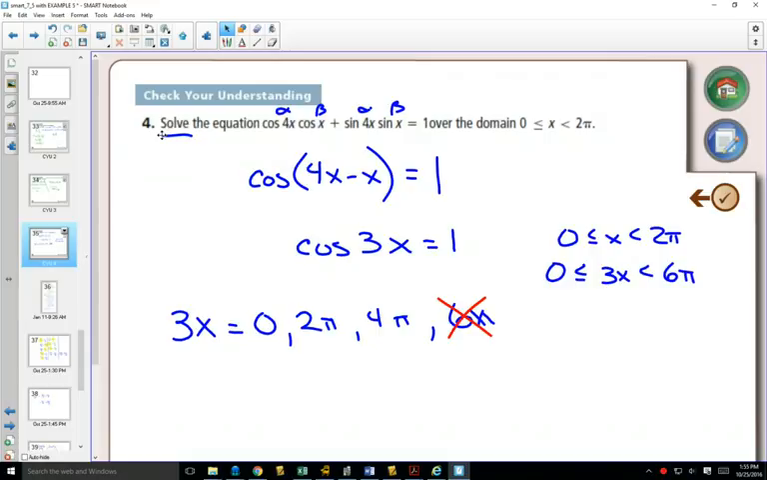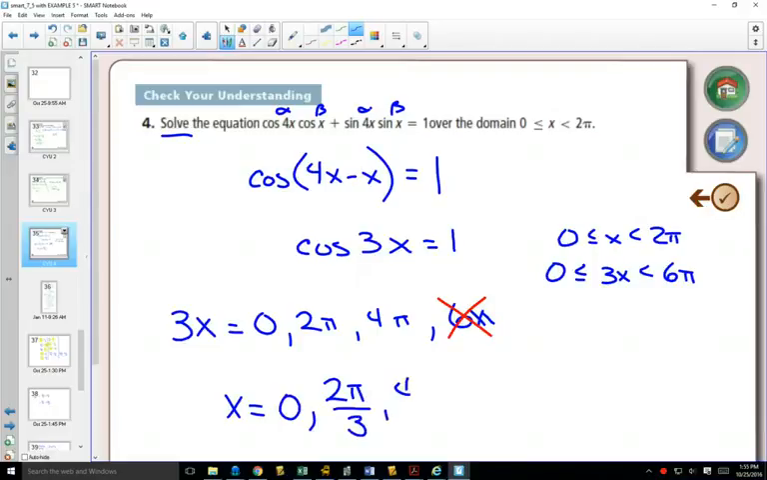Then what would x be? Divide by 3. 0 divided by 3 is? Good. 2 pi over 3. And 4 pi over 3. Easy. No problems.